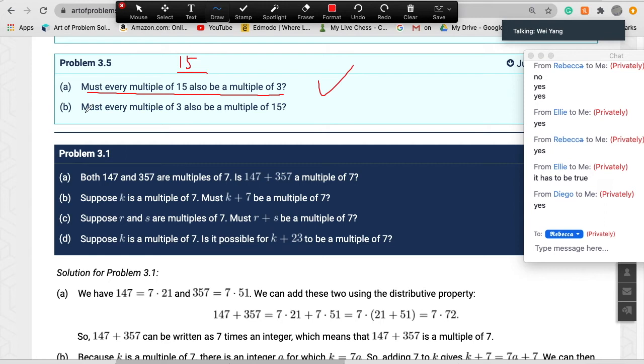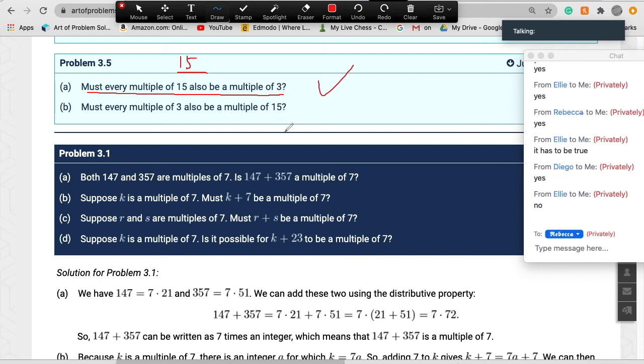Now, B. Must every multiple of 3 also be a multiple of 15? Is this one true? Everybody answer B. Okay, Ellie correct. Who else? Okay, Dago is correct. Rebecca? Oh yeah, you're all right.